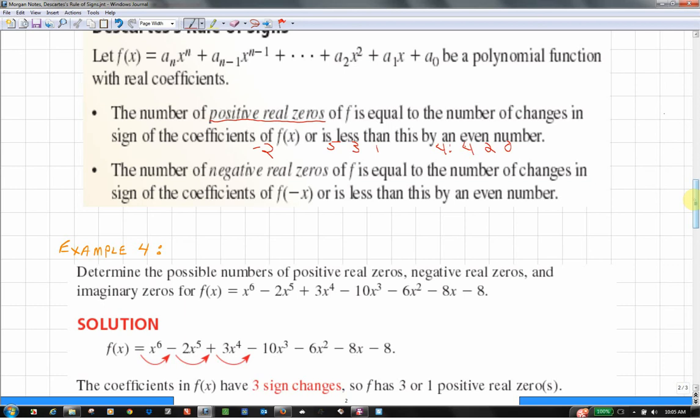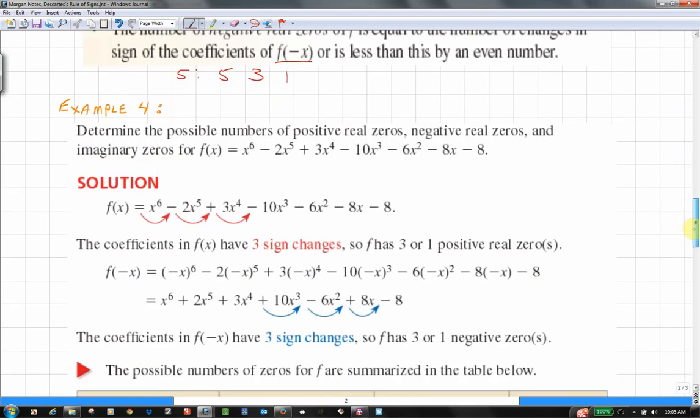So, for example, if I had 5 sign changes when I put in a negative x, what that means is I could have 5 negative real zeros. I could have 3 negative real zeros. I could have 1 negative real zero. So let's see how this works.